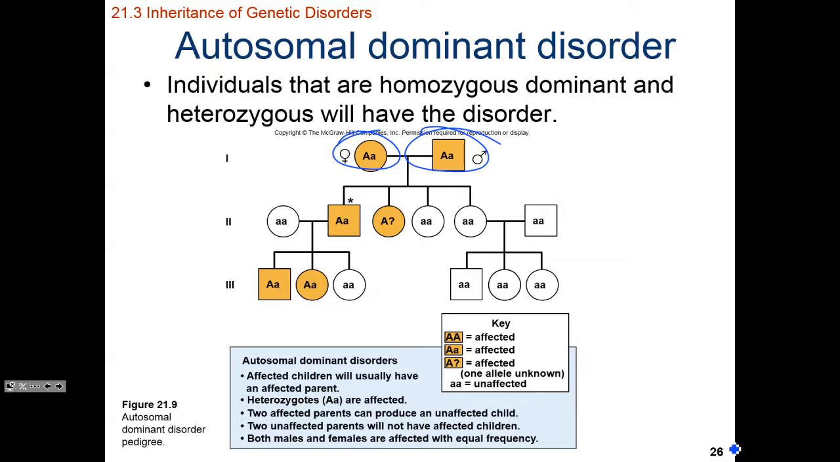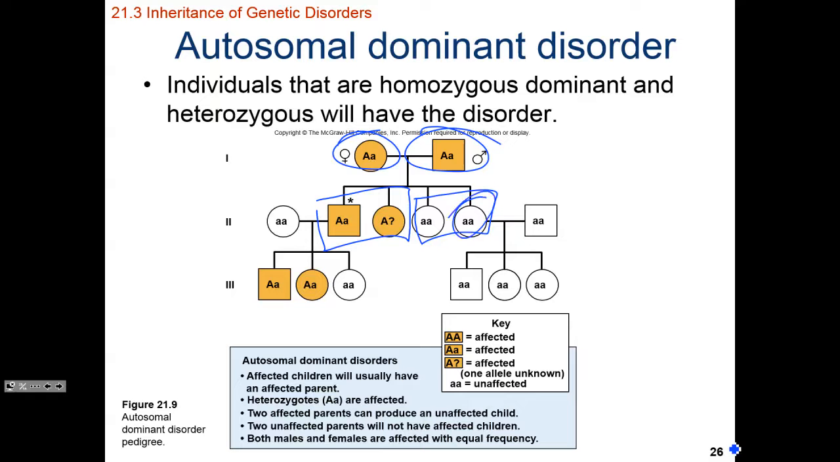So instead of saying disease, let's go with something benign like freckles. Mom and dad both have freckles, and they reproduce. Two of their kids have freckles. Two of the kids do not have freckles. Because these two kids do not have freckles, you automatically know they are homozygous recessive for the recessive trait.